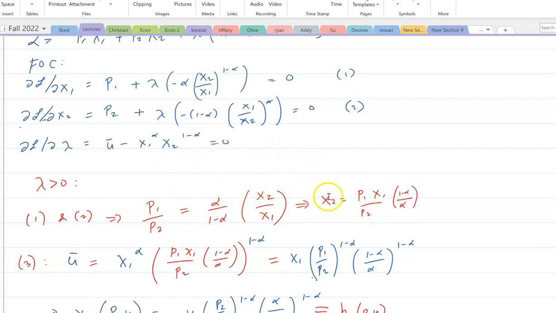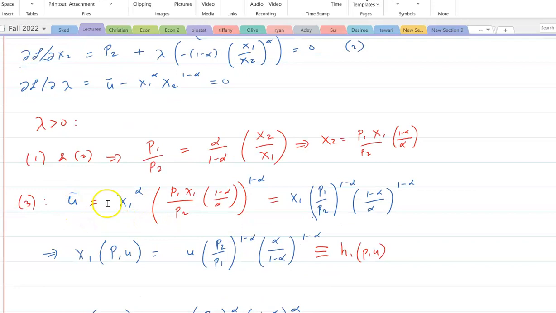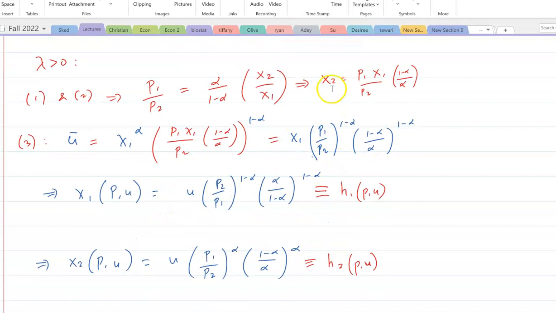Then you can again solve for either x1 or x2 and plug it back into the third equation. What you have here is the target utility as a function of x1 alone, or x2 alone if you choose to solve for x1 here. In this case, I solve for x2 and plug it back in. So x2 is gone, and u is going to be a function of x1 alone. If I solve for x1, it will be x1 as a function of utility and the prices.